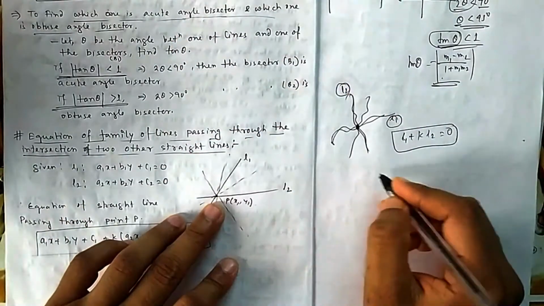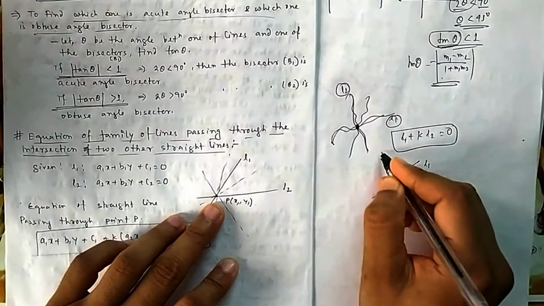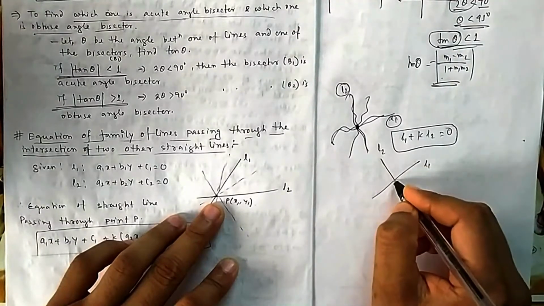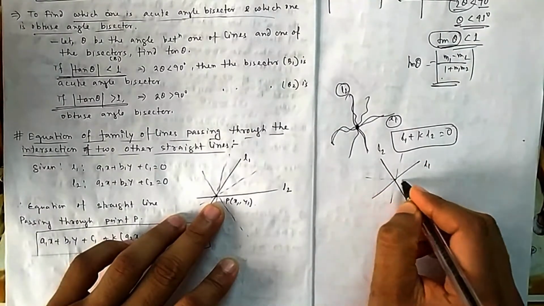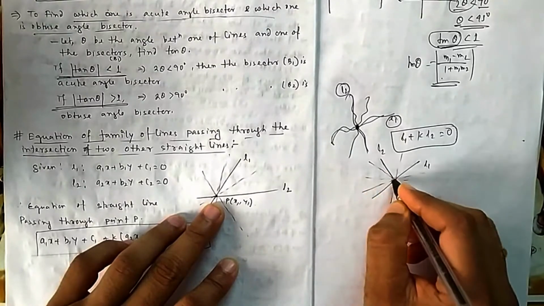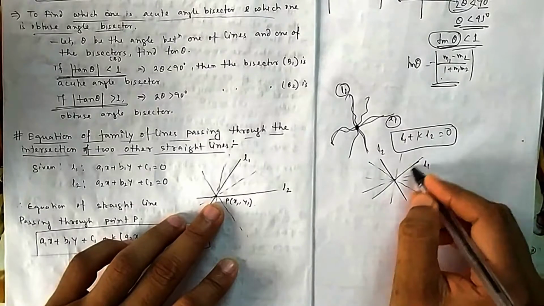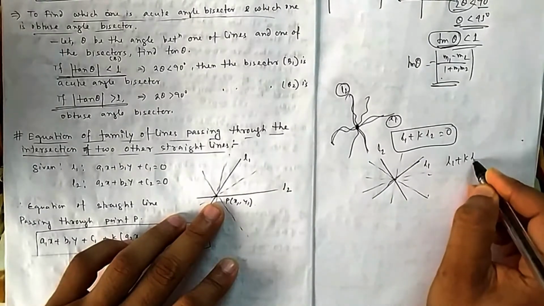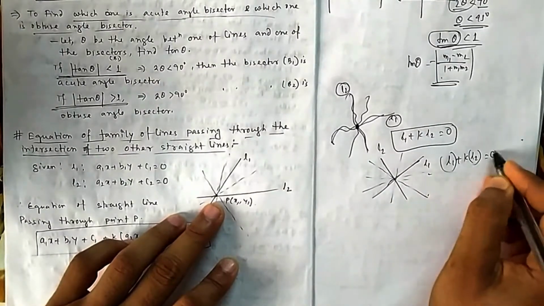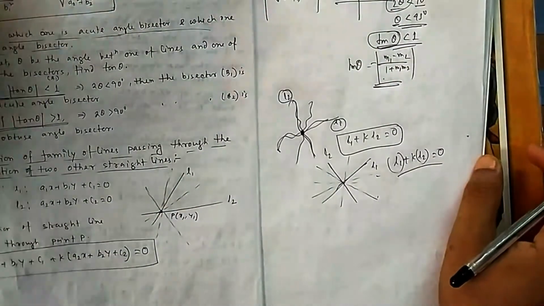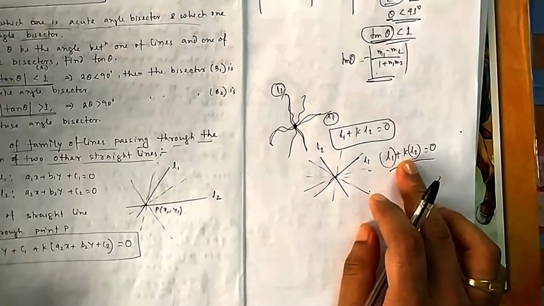Suppose two lines are shown here, L1 and L2 are given to you. Then there are so many lines which can pass through this intersection. Infinite lines are there which can pass through this. So what will be the equations of those lines? L1 plus K into L2 equal to 0. This will always be true. You will find it in circle also, ellipse also, parabola, hyperbola, everywhere we will be using this one. So you have to take care of this.